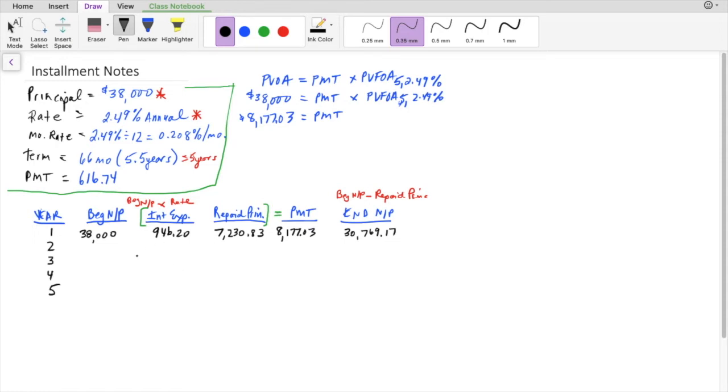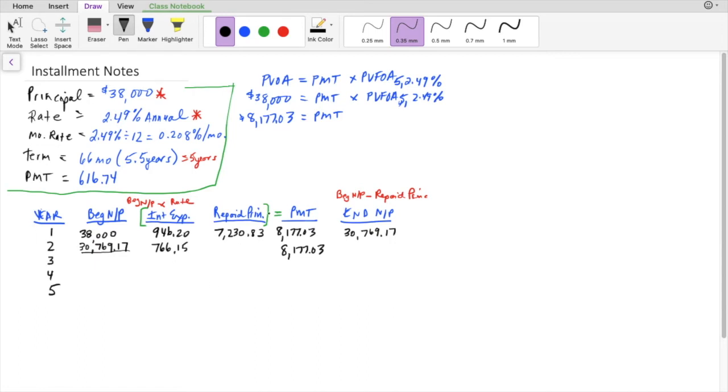That's what I finish year 1 with, which means that's what I start year 2 with. And so then I go on. Well, how much of my payment, which is not going to change, is interest in year 2? Well, I'm going to take the $30,769 and multiply it by my interest rate. If I do that, my interest expense is $766.15.